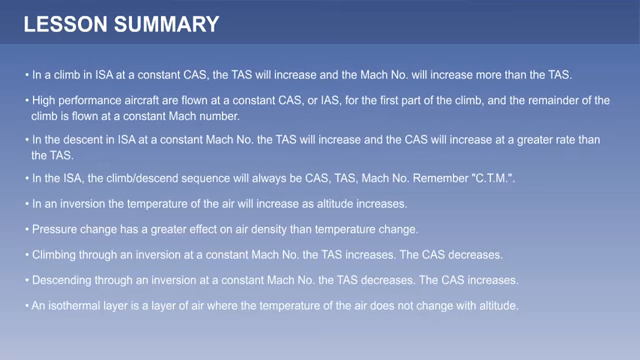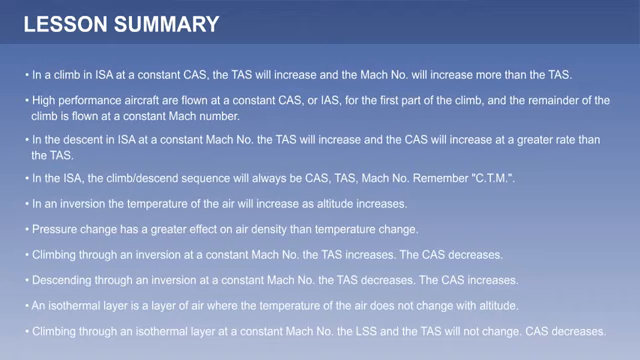An isothermal layer is a layer of air where the temperature of the air does not change with altitude. Climbing through an isothermal layer at a constant Mach number, the LSS and the TAS will not change. CAS decreases.